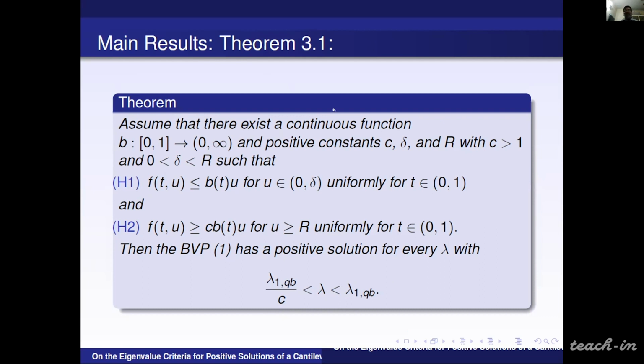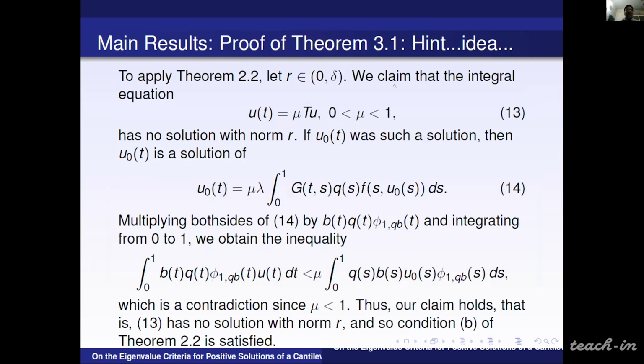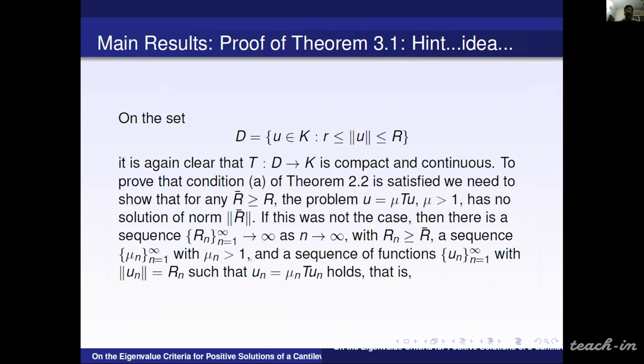So to apply theorem 2, let us claim that if this property is satisfied, it has no solution with norm r. In fact, if it has any solution with norm r, then using the first condition we will get one B(t), and by multiplying by Q(t) P1(Q, B)(t), we will get this contradiction. So it has no solution with norm small r. Now we have to show that it has no solution with big R when u equals mu T u with mu greater than 1.